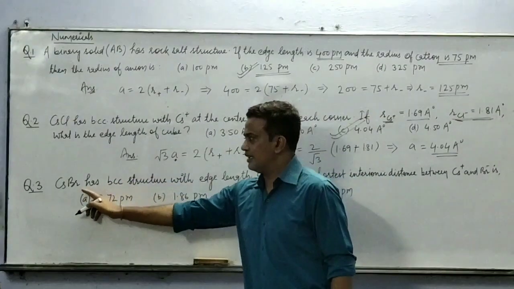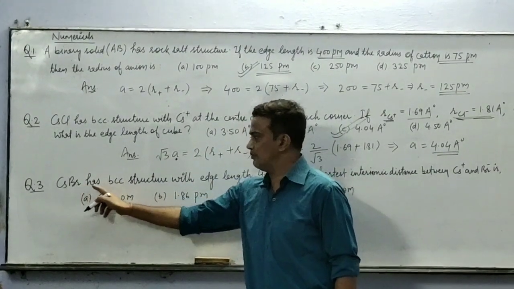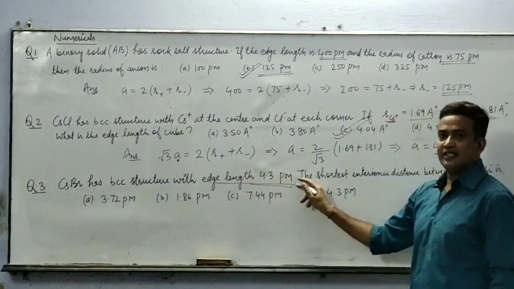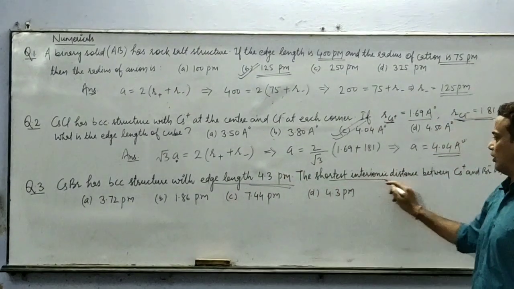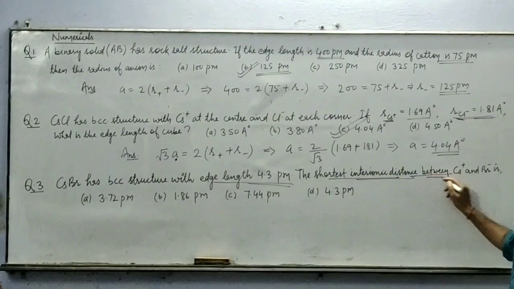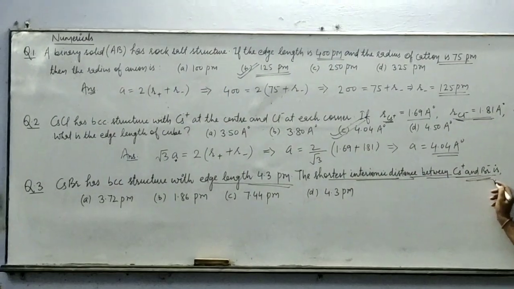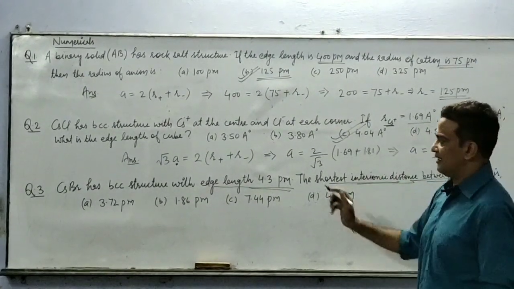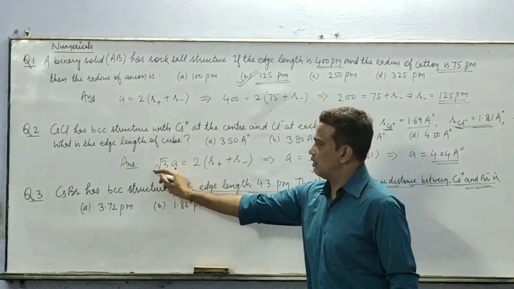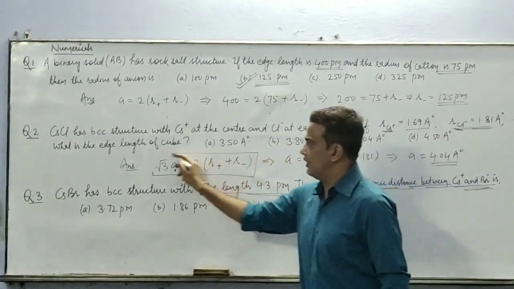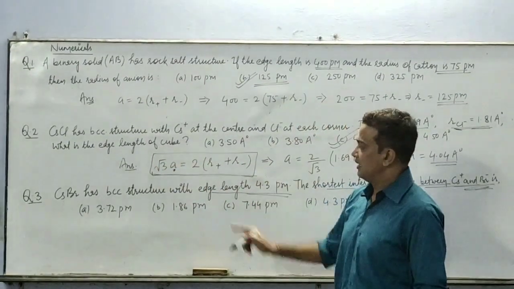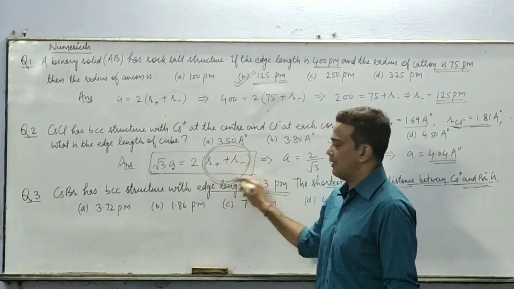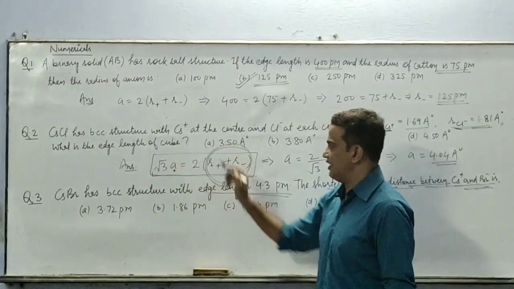Again, the next question is CsBr. Cesium bromide has BCC structure with edge length 4.3 picometer. a is given this time, and the shortest interionic distance between Cs positive and Br negative is. Shortest distance means the sum of the radii. Again, knowing the same formula, root 3 a is equal to 2 into r positive plus r negative. In this question, you have to find out the sum of r positive and r negative, and a is given to you.